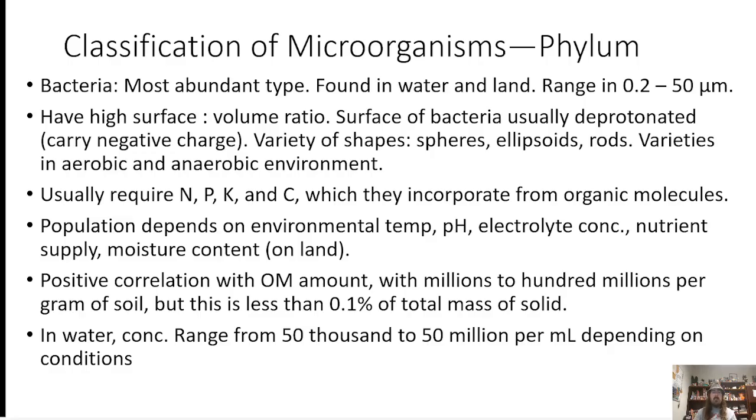However, in general, we see a pretty good positive correlation between bacteria and the organic matter amount, with millions to hundreds of millions per gram of soil. However, these millions to hundreds of millions of bacteria are less than 0.1% of the total mass of that soil. In water, the concentration can range from 50,000 to 50 million per milliliter, and that can depend on various conditions there.